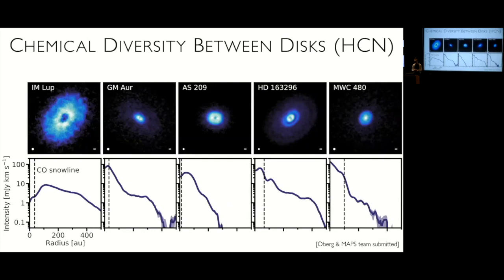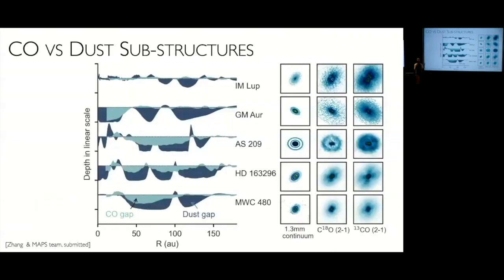So where does this substructure come from? When it comes to explaining substructure in pebbles, there are many possible explanations, including planets carving out the gaps that we're seeing. Can we explain the chemistry by something else? Is it just following the dust, basically, or is something else going on? Well, we can start with the chemically simplest molecule, which is CO.